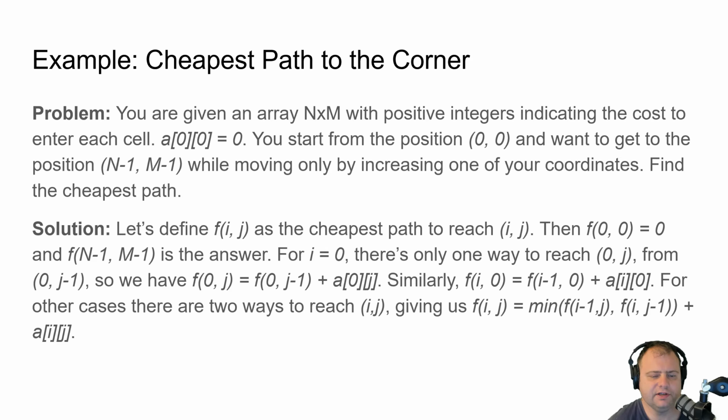Let's define F_ij as the cheapest path to reach (i, j). Then we have some edge cases: F_00 is 0, and F_{n-1,m-1} is the answer. For i equal to 0, we can only reach it from (0, j-1), so F_0j is F_{0,j-1} plus A_0j. Similarly, F_i0 is F_{i-1,0} plus A_i0. For other cases, there are 2 ways to reach (i, j), so F_ij is the minimum of those 2 ways, F_{i-1,j} and F_{i,j-1}, plus A_ij.